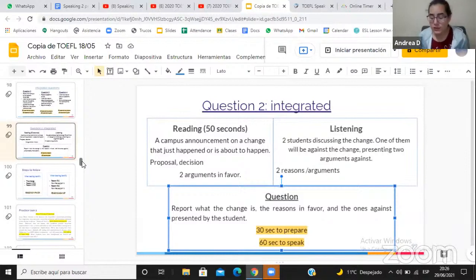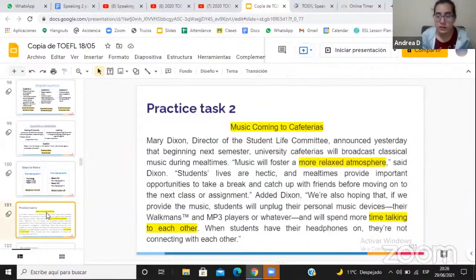So, any questions now about the content of the reading, the content of the listening, or anything?